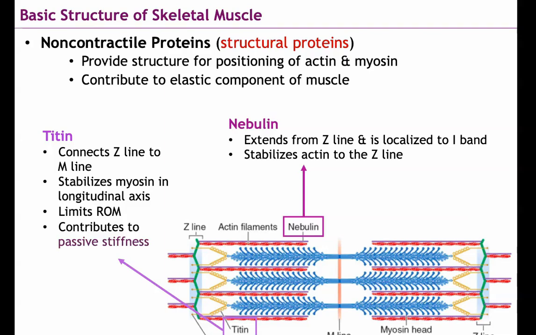So those are our two structural proteins. Remember, they are not involved in the contractile process of muscle, but they hold the contractile proteins in place so they can form optimal actomyosin complexes, which create force.